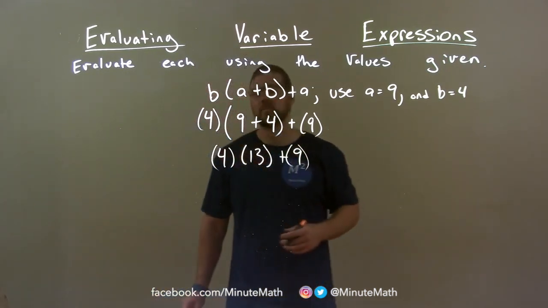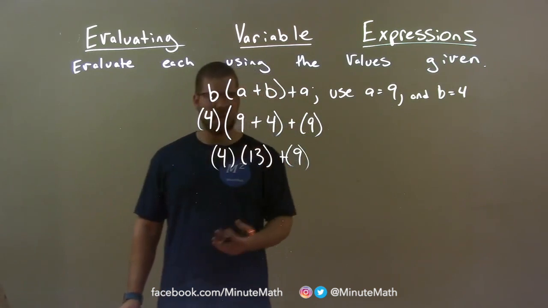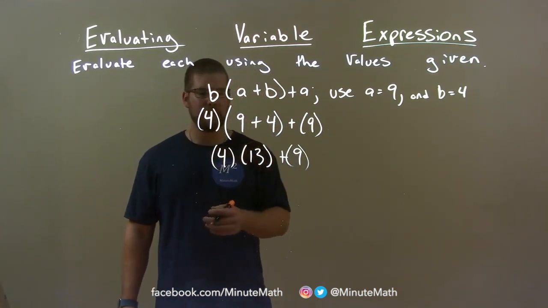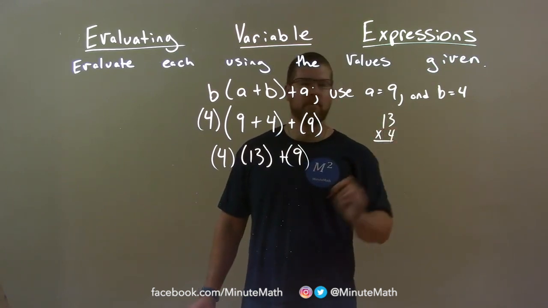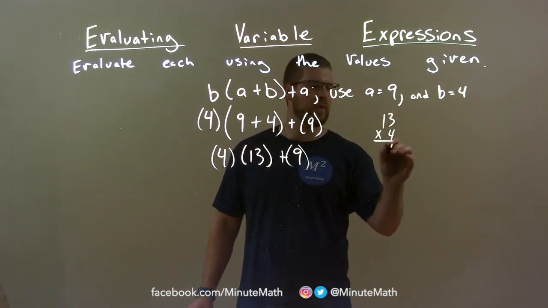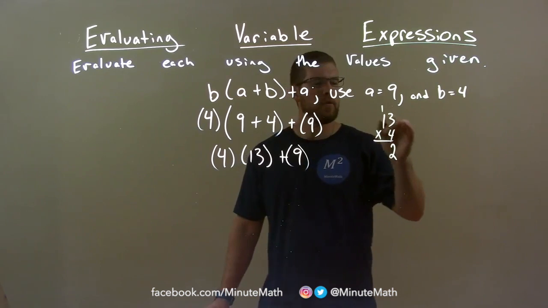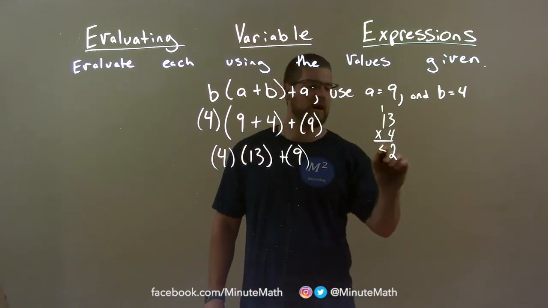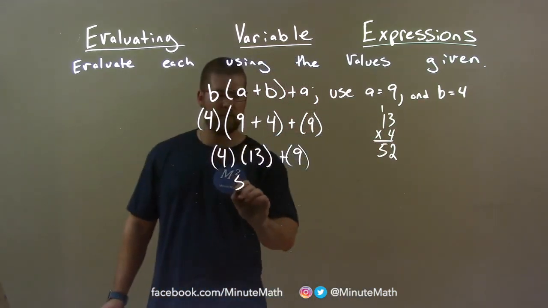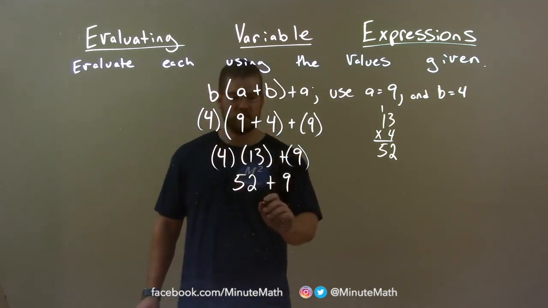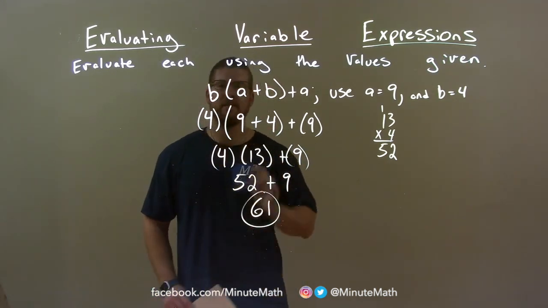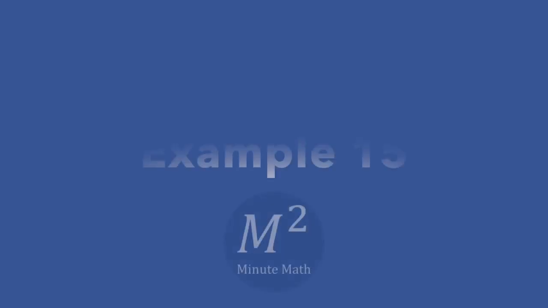Okay, multiplication is our next step in our order of operations. 4 times 13. Well, 13 times 4, if you don't know off the top of your head, 4 times 3 is 12, 2 carry the 1. 4 times 1 is 4, plus 1 is 5. We got a 52 here. Bring down the 9. 52 plus 9 is 61, and so our final answer is just 61.